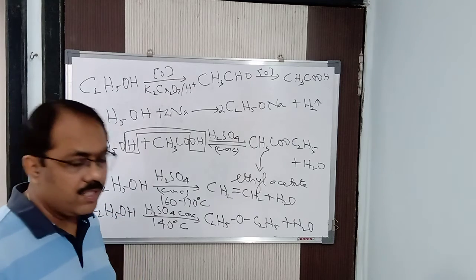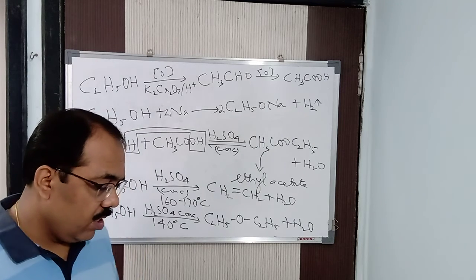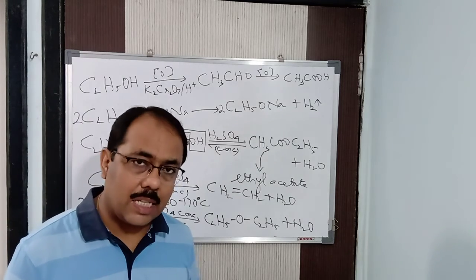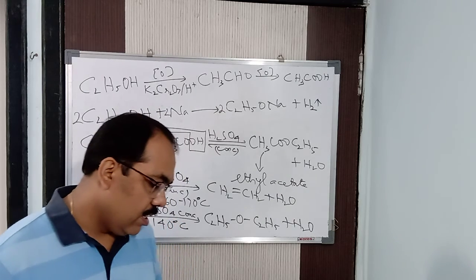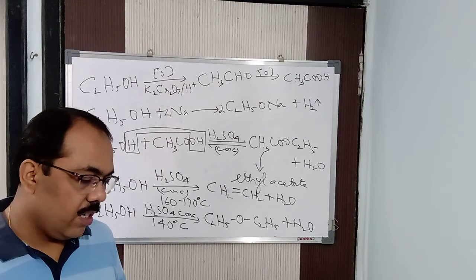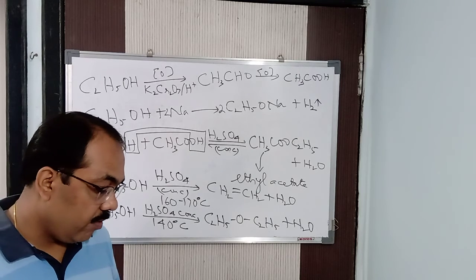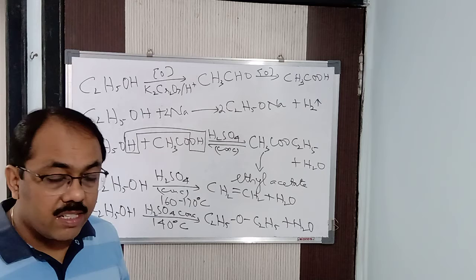Now the uses. I have already said that it is used for the preparation of acetaldehyde and acetic acid. It is used for dissolving fats, resins, gums and all those things. It is a liquid having a low freezing point. Then I mentioned spurious alcohol.